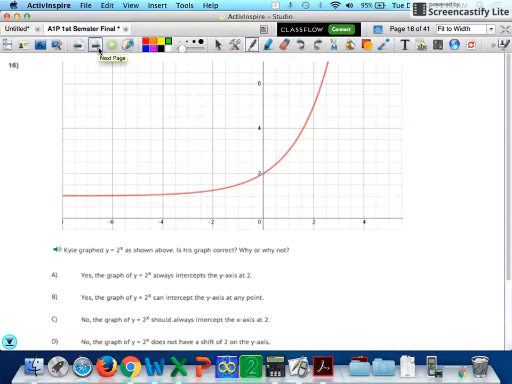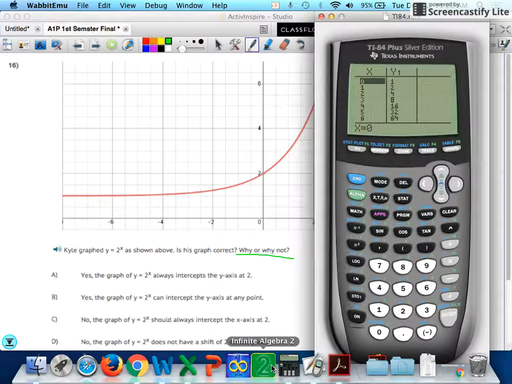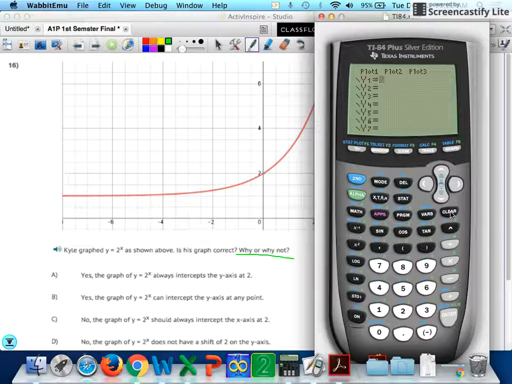Number 16 says, is it correct? And then why or why not? Okay, so first things first, we've got to hop in our calculator. We want to check this graph, okay? This is 2 raised to the x power, and we hit zoom 6. And so really, when I say we're going to check this, we're looking to see, is it flat at the right spot, and does it cross our y-axis at the right spot?